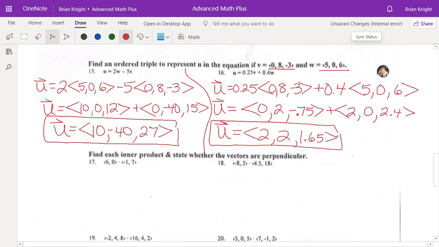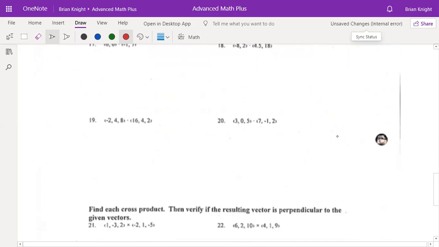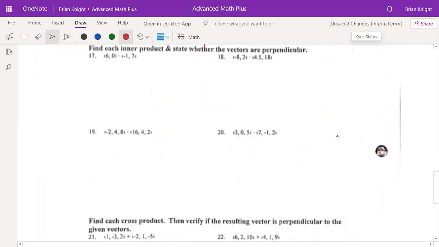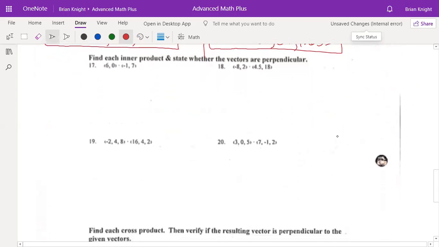All right, 17, 18, 19, and 20. That's where it starts getting new. Not really. We're finding the inner product and then stating whether the vectors are perpendicular. Okay, so first off, when we find an inner product, what type of answer are we going to have? It's just going to be a what? Number. One number. If that number is 0, the vectors are what? Perpendicular. If it's not 0, it's not.